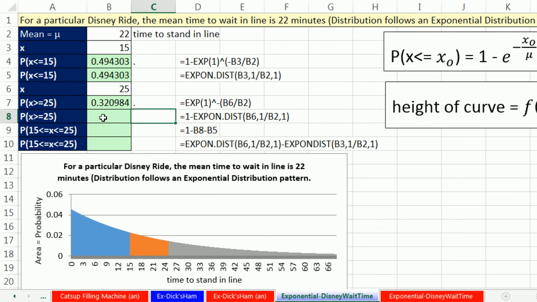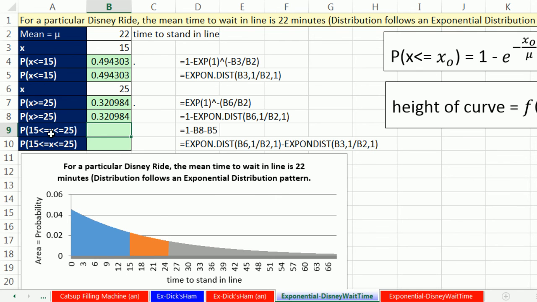Now, we could just use our expon.dist, and we'll use the same convention. We're after probability on the upper end. The expon.dist will calculate from 0 up to our x. So I'm going to do equals 1 minus expon.dist, our particular x, comma, 1 divided by our mean wait time, which is lambda, comma, 1, close parentheses, enter. And we get the same exact thing.